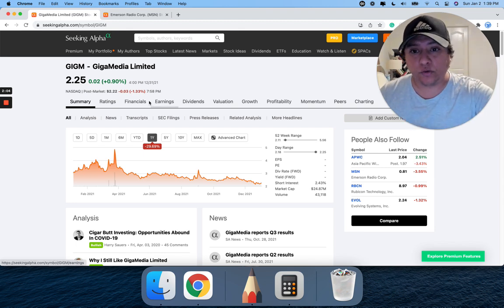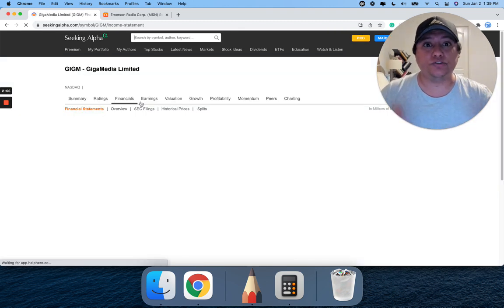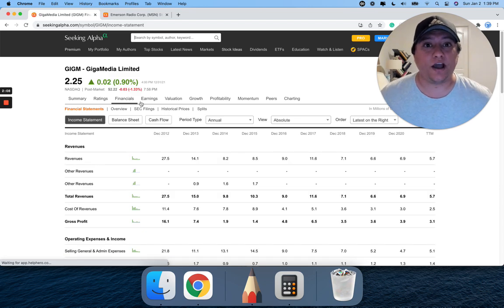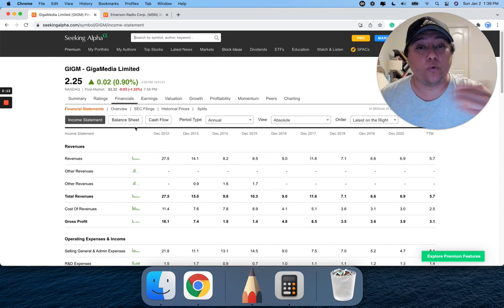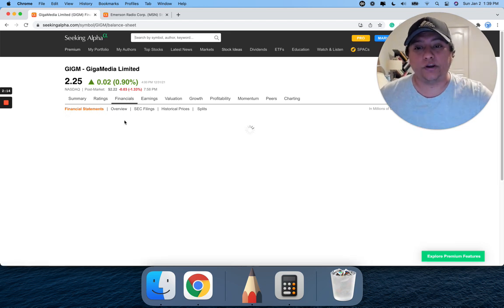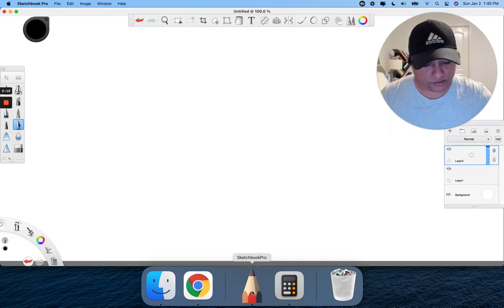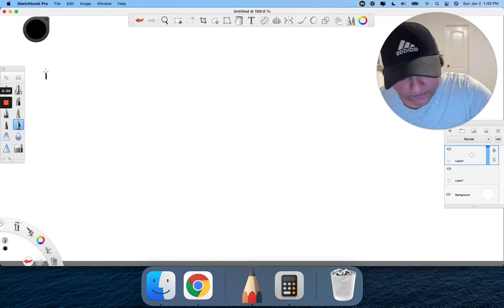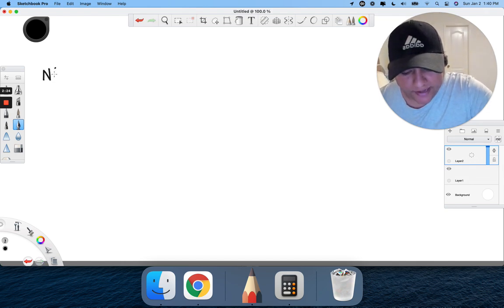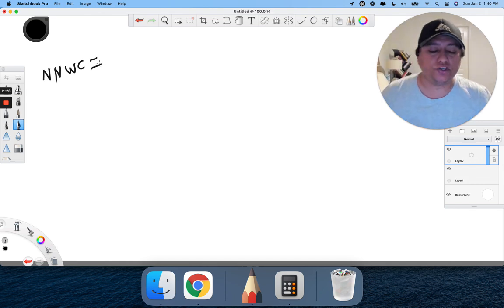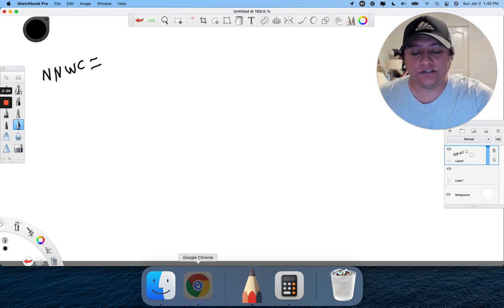We're going to go into the financials. As someone who's searching and hunting down these net stocks, you're going to spend the majority of the time on the balance sheet when you're doing the formula. So we're going to go into the balance sheet and start going through the formula. The net working capital equals cash and short-term investments. That's the first thing we need to find.